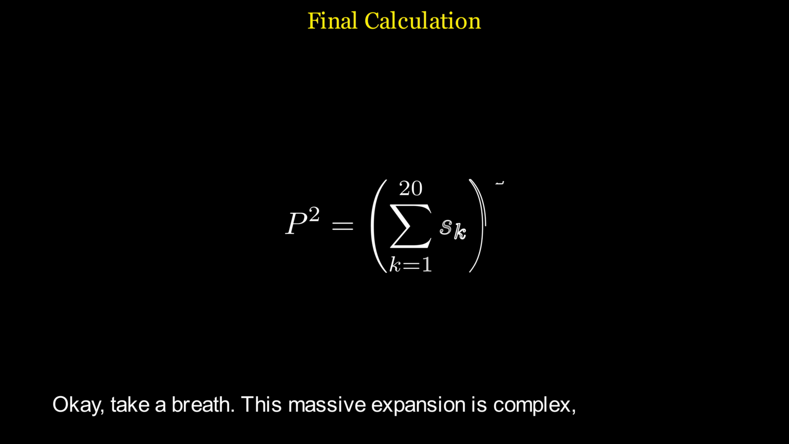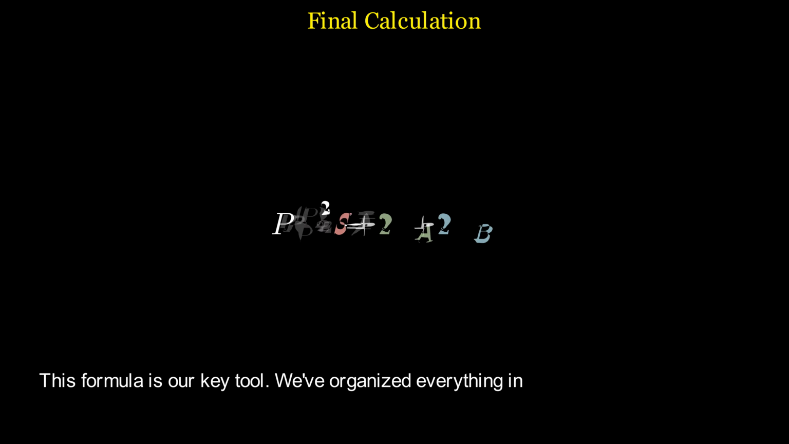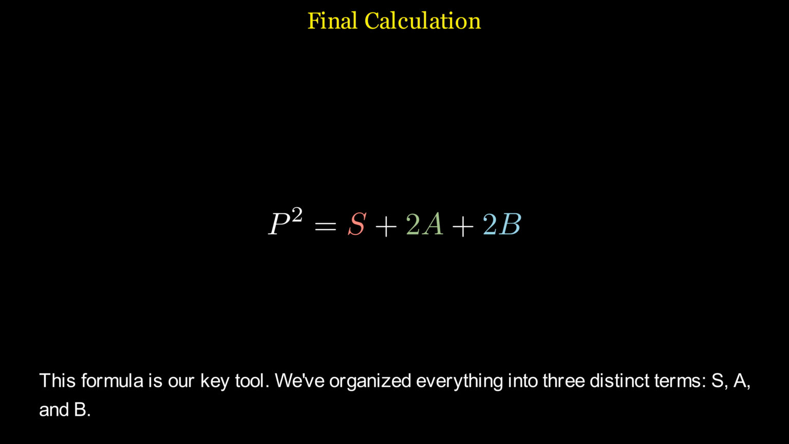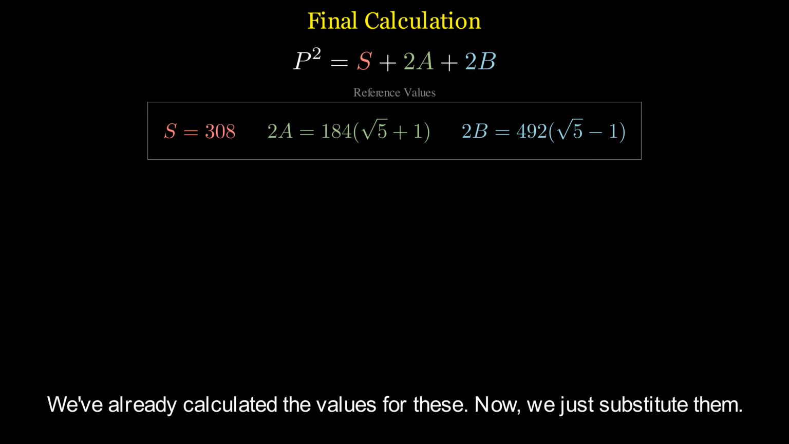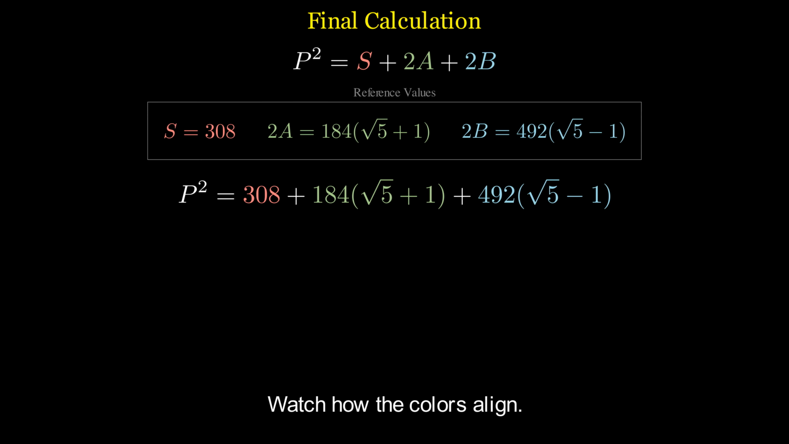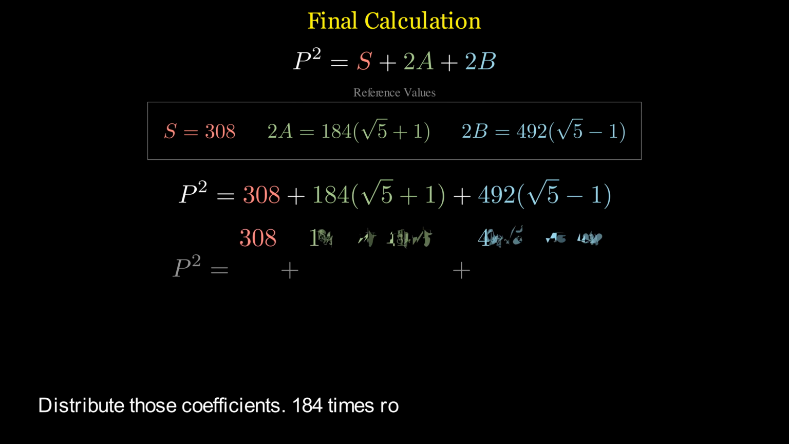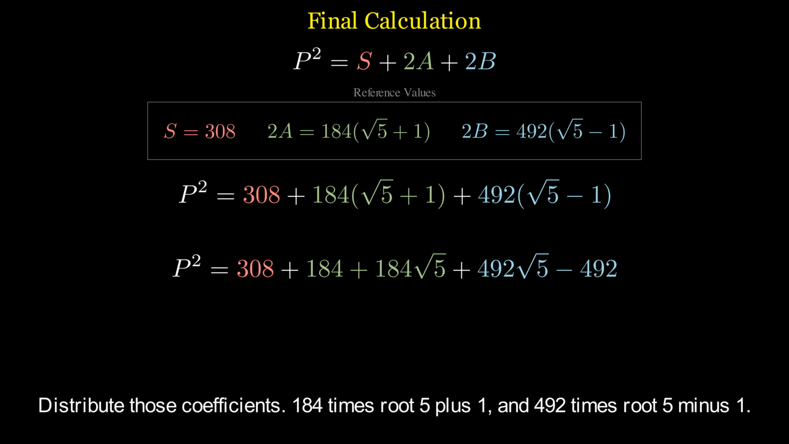Okay, take a breath. This massive expansion is complex, but stay with me. This formula is our key tool. We've organized everything into 3 distinct terms, S, A, and B. We've already calculated the values for these. Now we just substitute them. Watch how the colors align. S becomes 308. 2A is our neighbor sum, and 2B is the rest. Distribute those coefficients, 184 times (√5 plus 1), and 492 times (√5 minus 1).